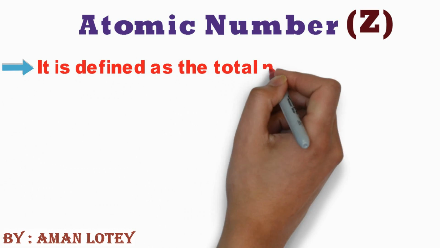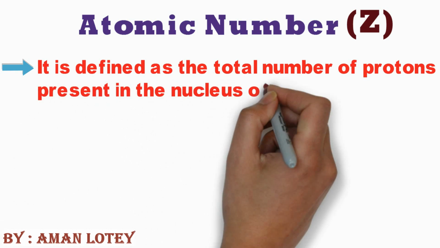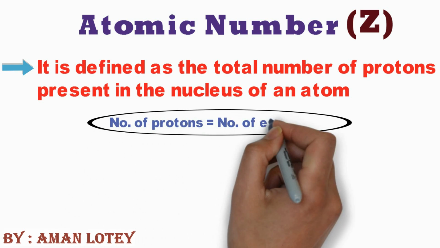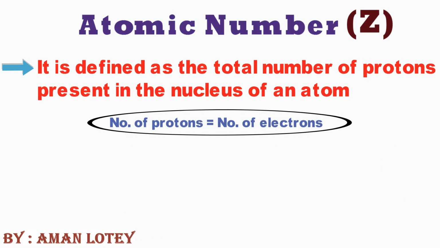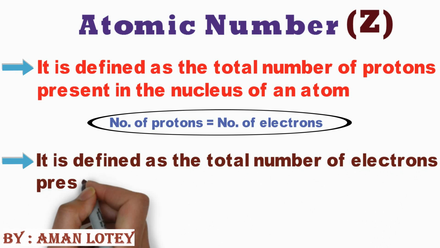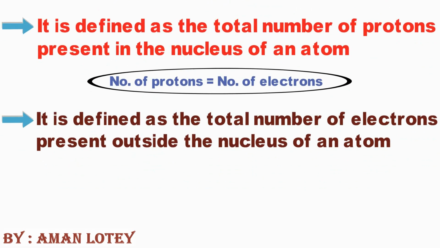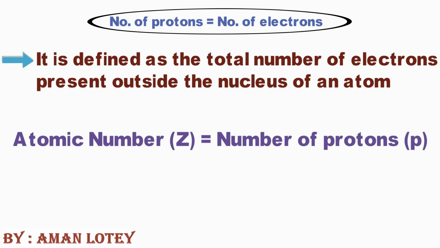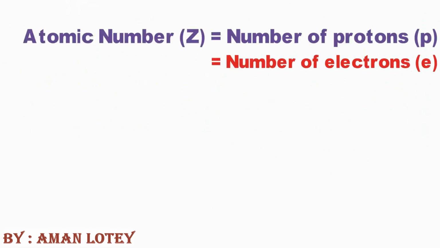Let's discuss the topic atomic number, which is denoted by Z. Atomic number may be defined as the total number of protons present in the nucleus of an atom. As we know that number of protons is equal to number of electrons, so we can also define the atomic number in terms of electrons. In terms of electrons, atomic number may be defined as the total number of electrons present outside the nucleus of an atom. So atomic number is either equal to number of protons or number of electrons.